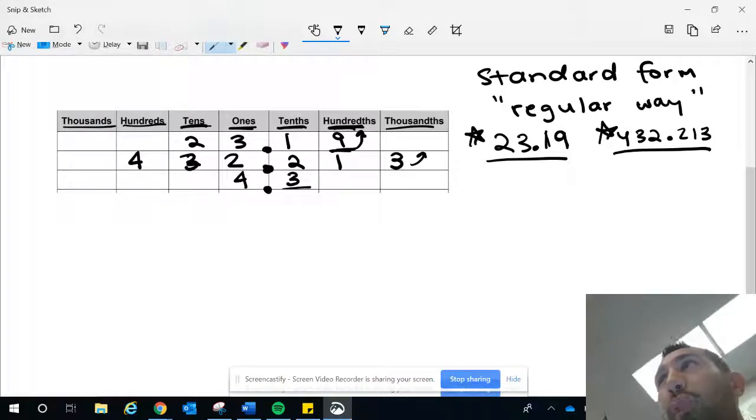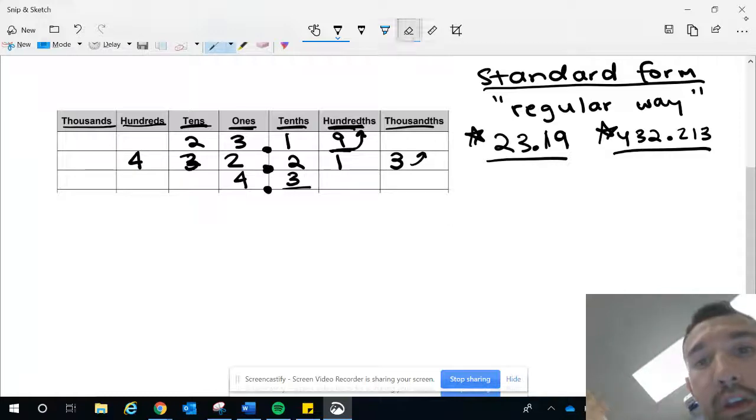And on our quiz later this week, it's going to give you two different forms. It might give you expanded form, and it might give you word form, and it's going to ask you to write it in standard form, the regular way. So you have to put it back together, kind of like putting a puzzle together.